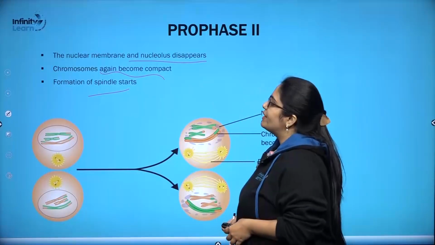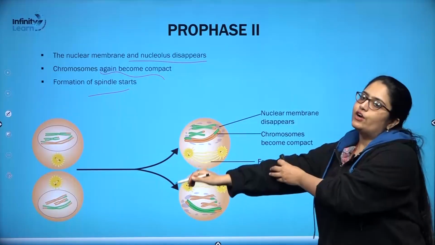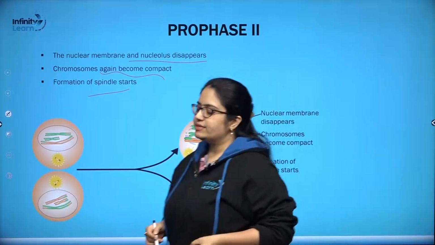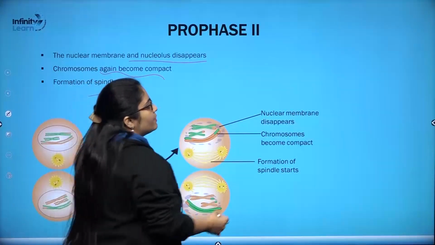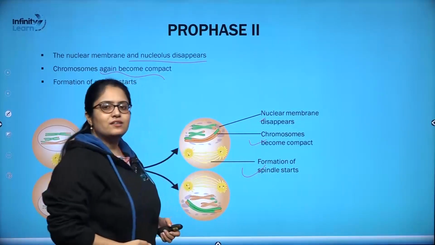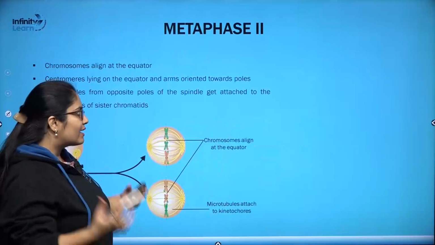So these are the two cells of the dyad, and this is how they are going to look when they are in prophase 2. You can see this nicely over here: nuclear membrane disappearing, chromosomes becoming compact, formation of spindle starting. So with the diagrams, you can easily remember these steps. You don't have to cram them.